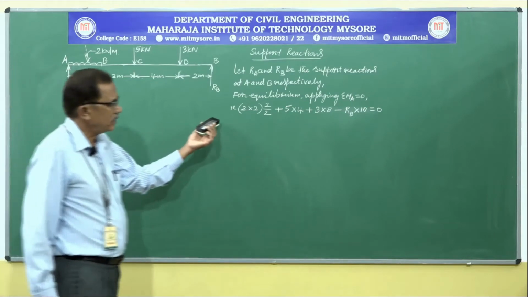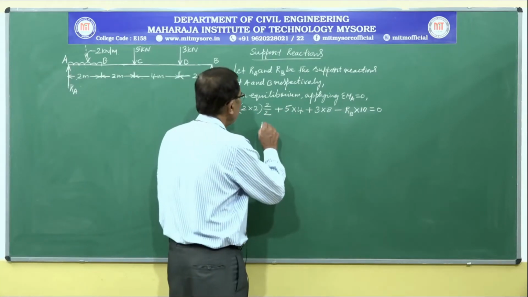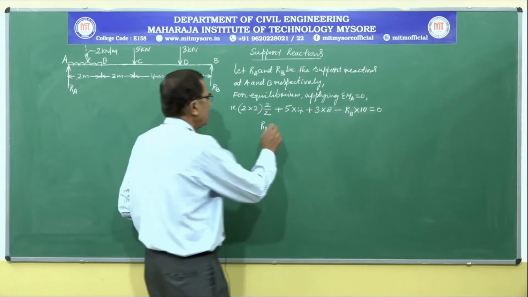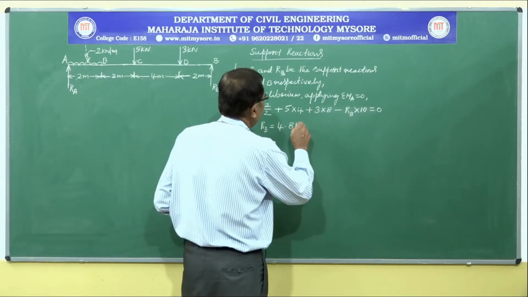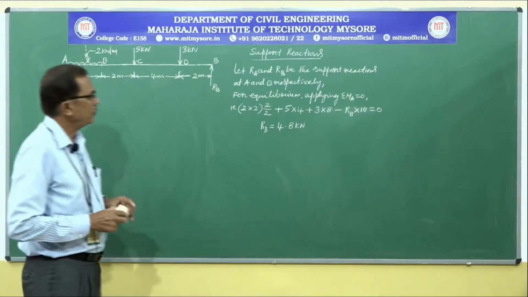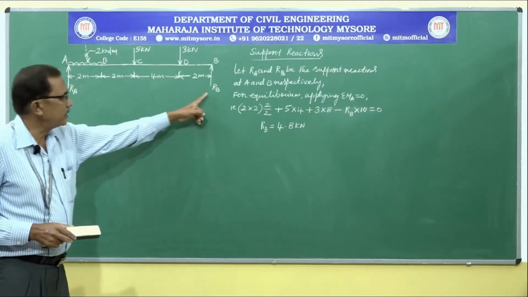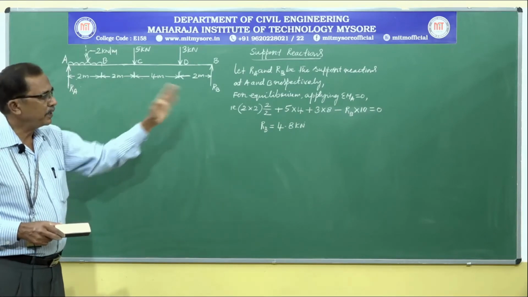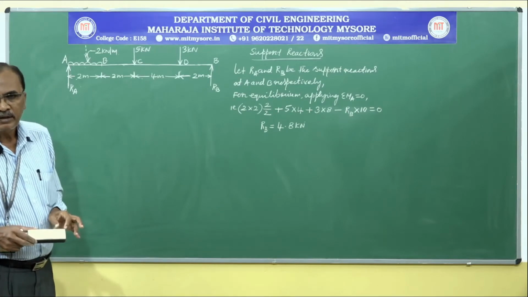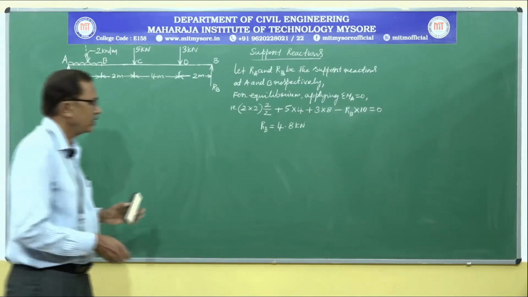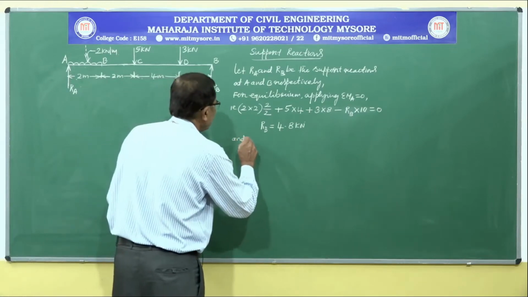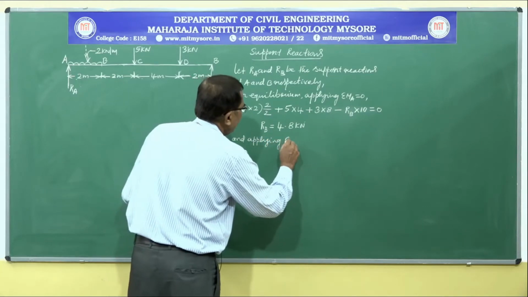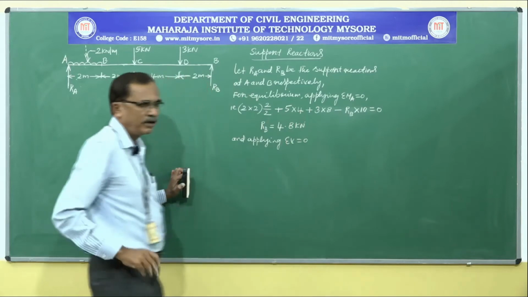If we calculate this, we will get RB equal to 4.8 kilonewton. Now we have calculated RB, and are left with another unknown, RA. This unknown can be calculated by applying another available equilibrium condition, namely the vertical force equilibrium condition, sigma V is equal to 0. We can also use sigma Fy is equal to 0.